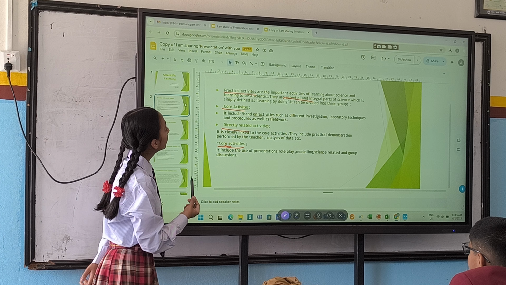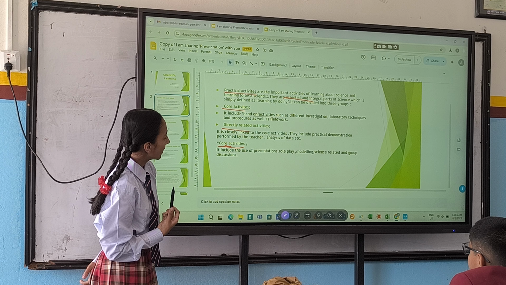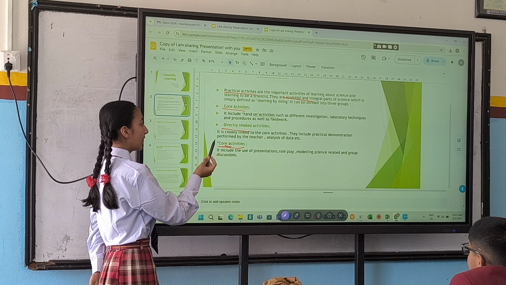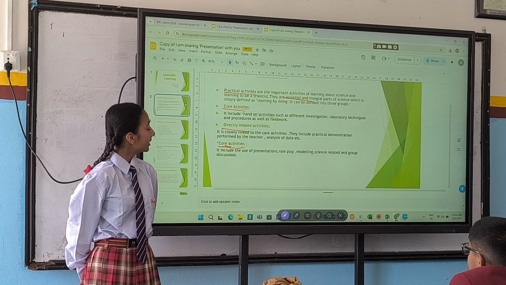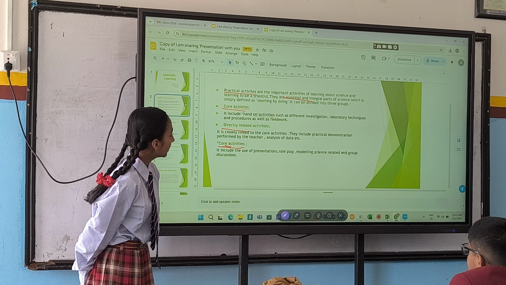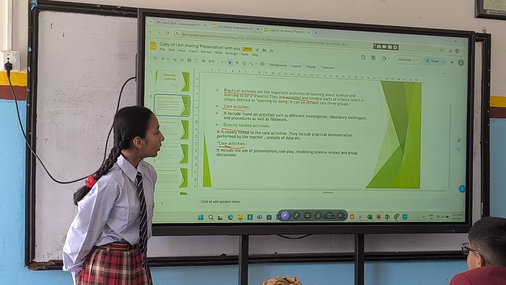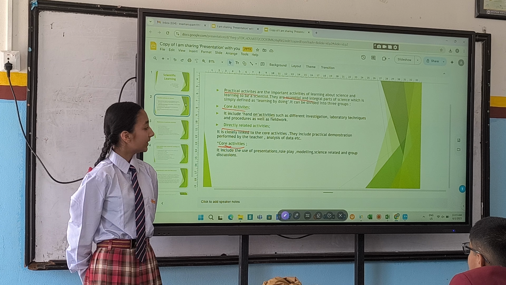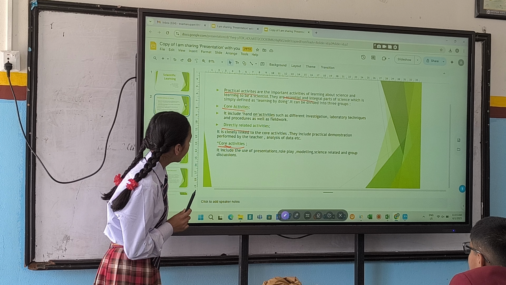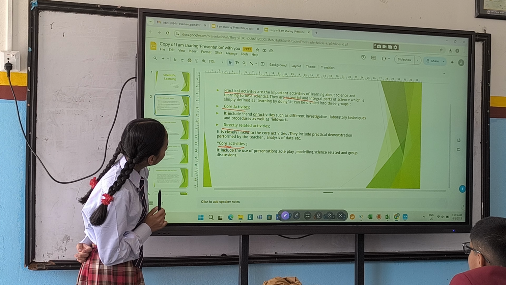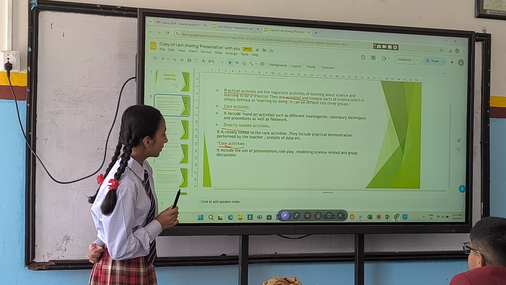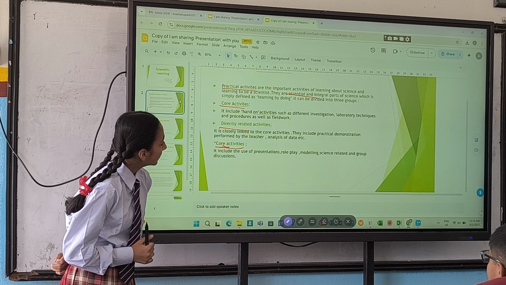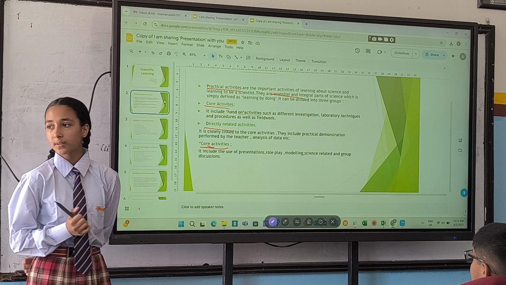Core activities include the hands-on activities such as different investigations, laboratory techniques and procedures, as well as fieldwork. Directly related activities are those activities which are closely linked to the core activities, and they include the practical demonstrations performed by the teachers and analysis of data, etc. Complementary activities are activities which include the use of presentations, role play, modeling, science-related games and group discussions.